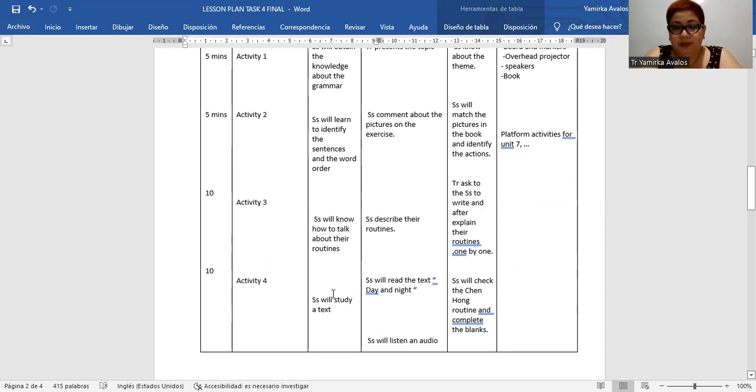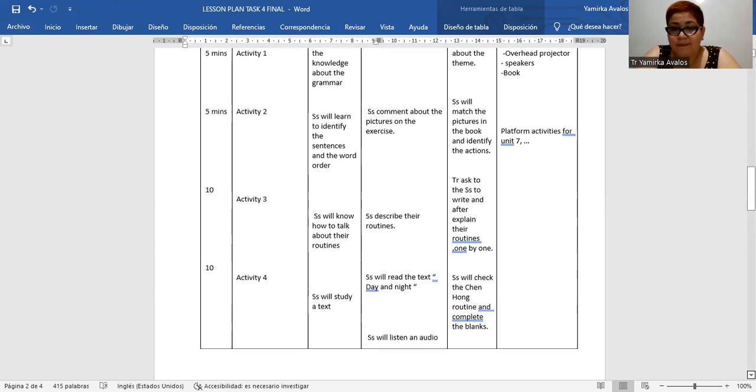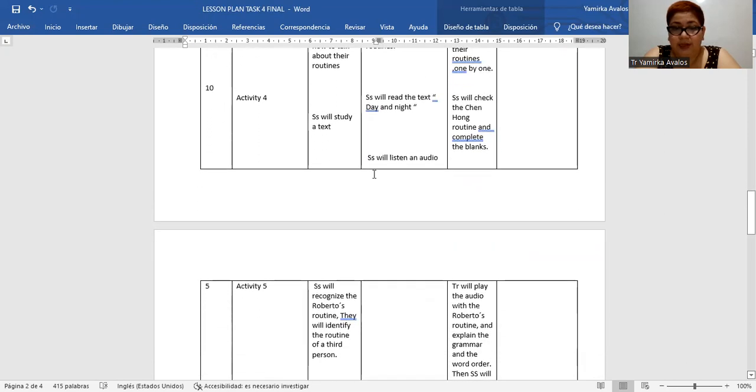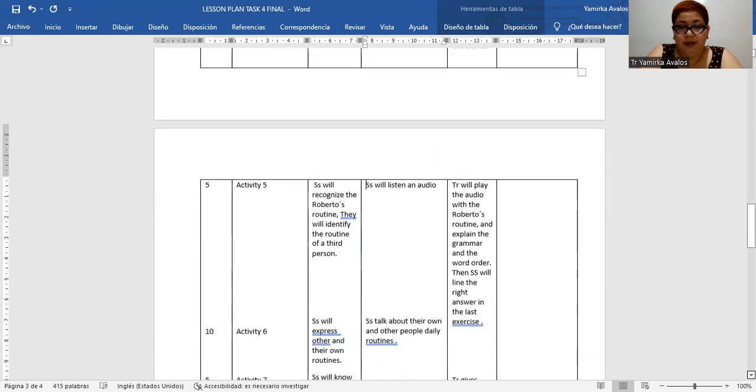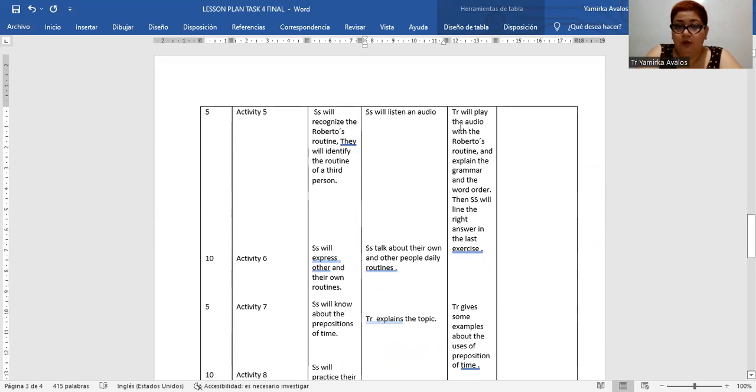In activity 4, students will study a text. Students will read the text Day and Night, check Chen Hong's routine and complete the blanks. In activity 5, students will recognize Roberto's routine. They will identify the routine of a third person, and the teacher will play the audio with Roberto's routine and explain the grammar and the word order. Then students will underline the right answer in the last exercise.